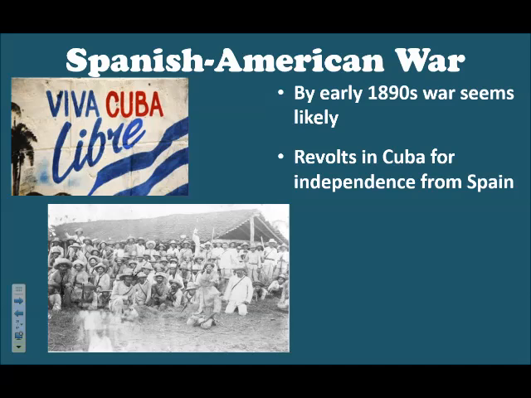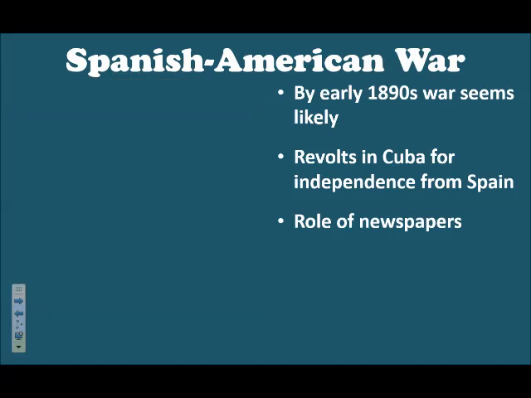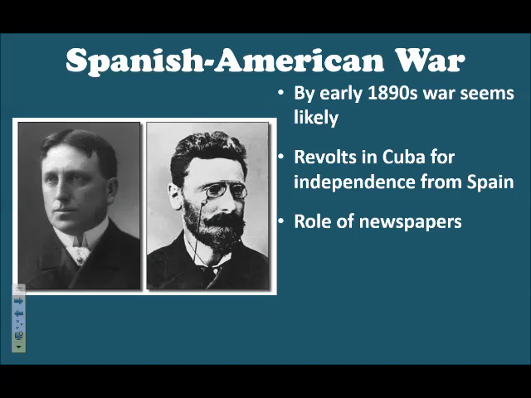Now, what will be really interesting is how the newspapers of the United States play an important role in this story. These revolutions or revolts or sort of grumblings of independence had been going on for a long time. But by the mid to late 1890s, newspapers, remember we talked about this term yellow journalism, they want to sell more papers. So we have two rival publishers, William Randolph Hearst on the left and Joseph Pulitzer on the right. They want to sell more newspapers.